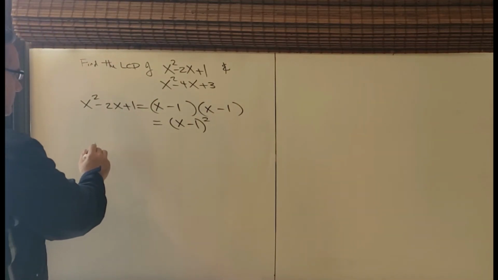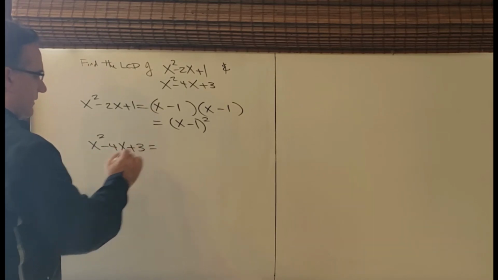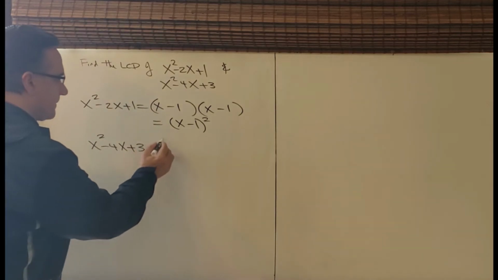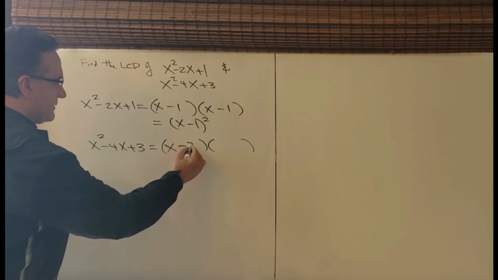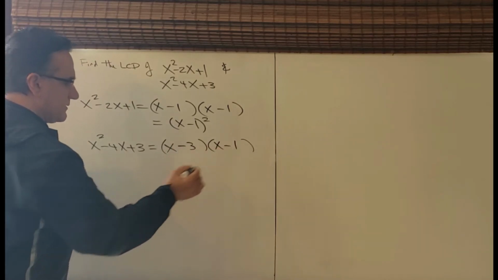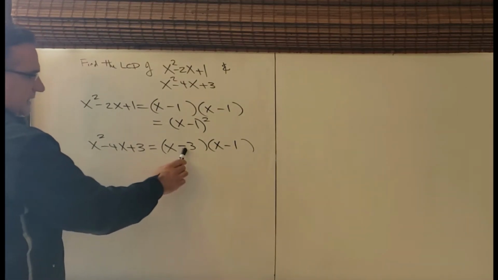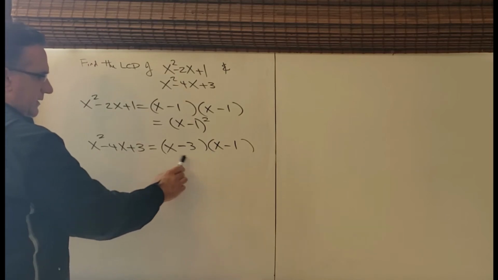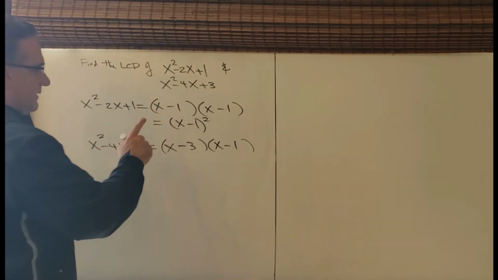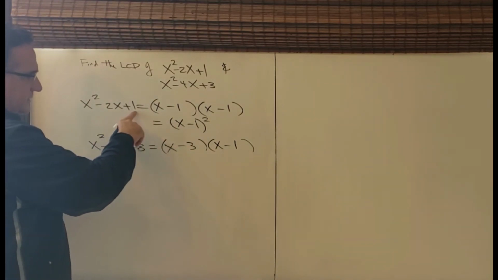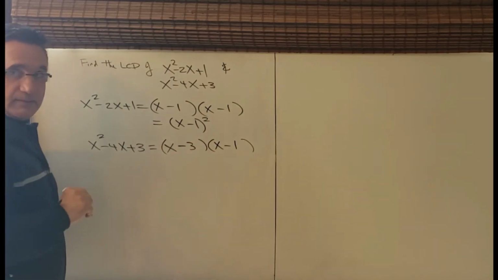Now, let's go ahead and factor x squared minus 4x plus 3, and notice that we end up with x minus 3 times x minus 1. Let's do a quick check. First times first is first, last times last is last, and the inner product and the outer product add up to the middle term. So now we have the prime factorization of the first expression, which is x minus 1 squared, and the second expression, which is x minus 3 times x minus 1.